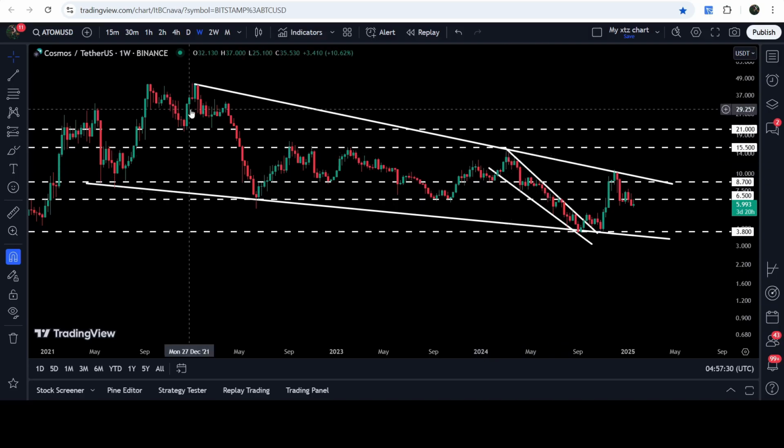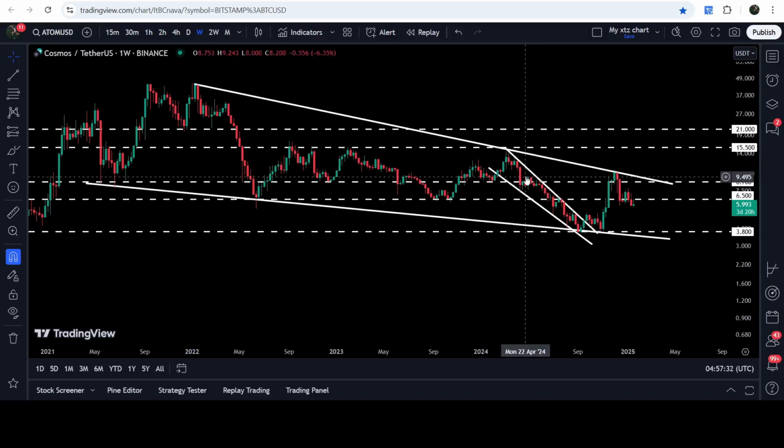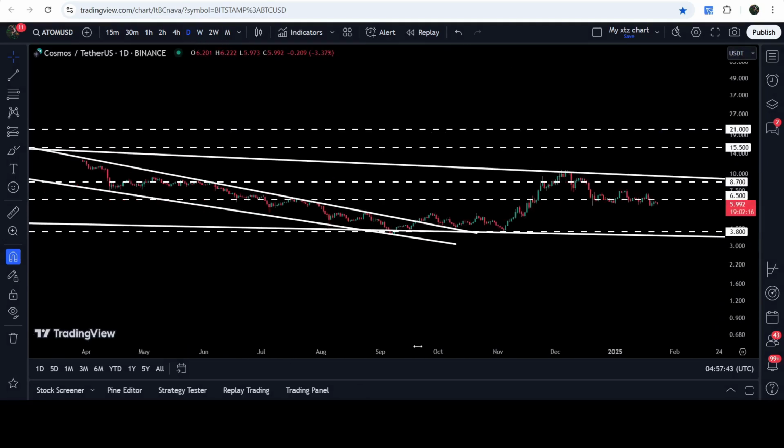And here you can see that on the 7 days time frame chart, first we broke out this smaller falling wedge pattern. After that, we had a nice pump, but the price was rejected by this resistance of the bigger falling wedge pattern. I'm going to show you this smaller falling wedge pattern on the daily time frame chart.